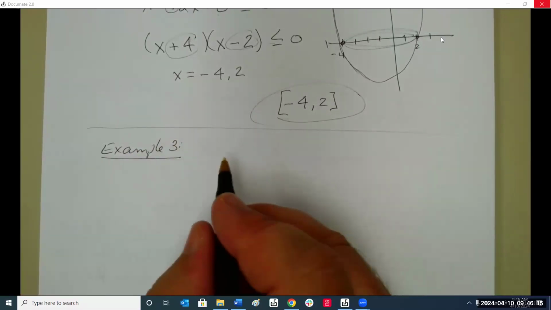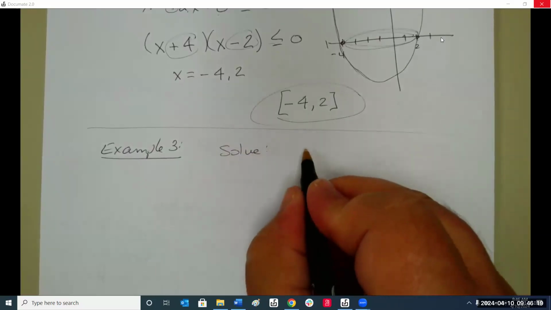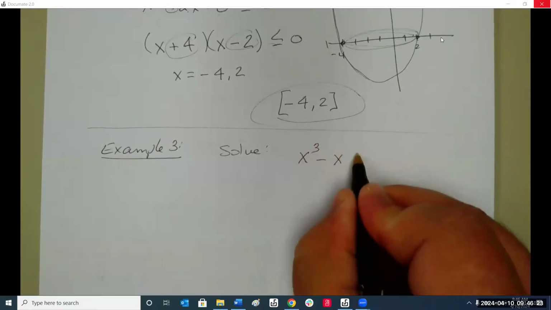Example 3. Solve x cubed minus x greater than 0.